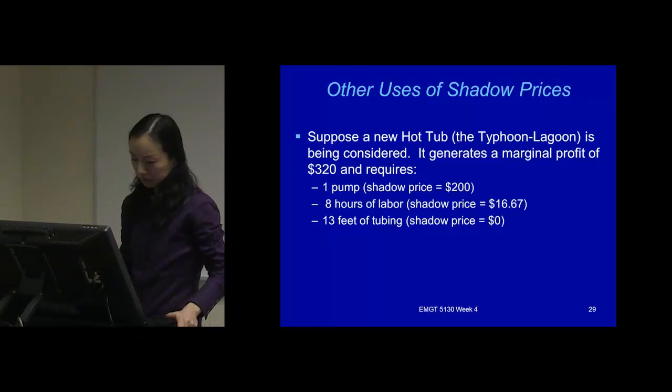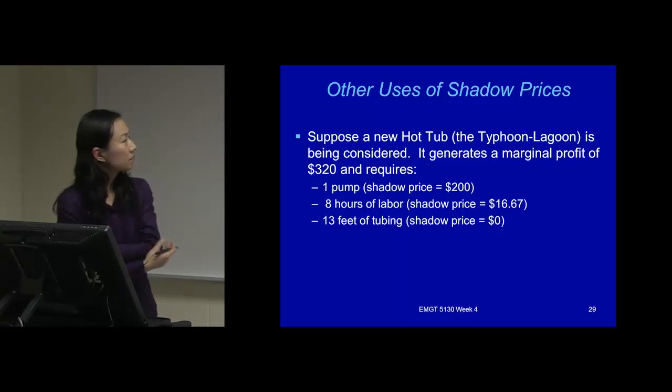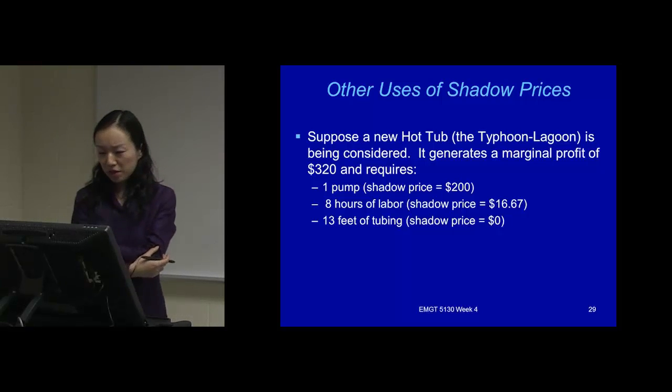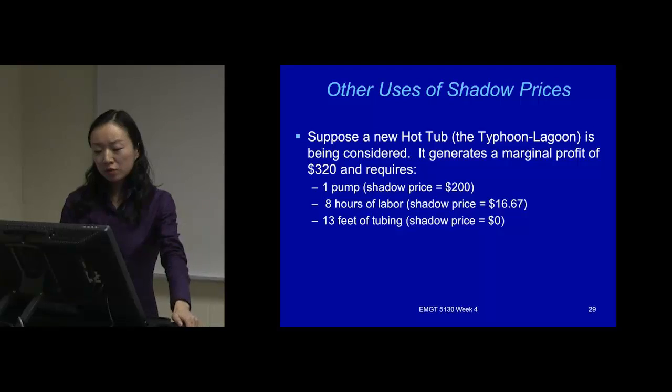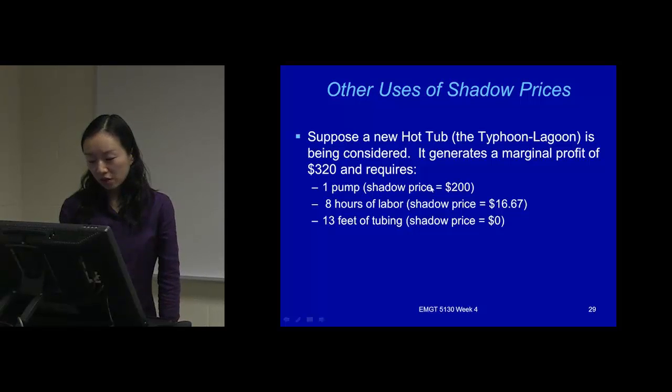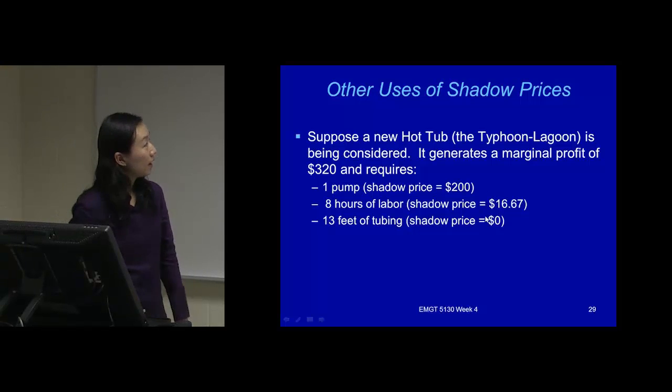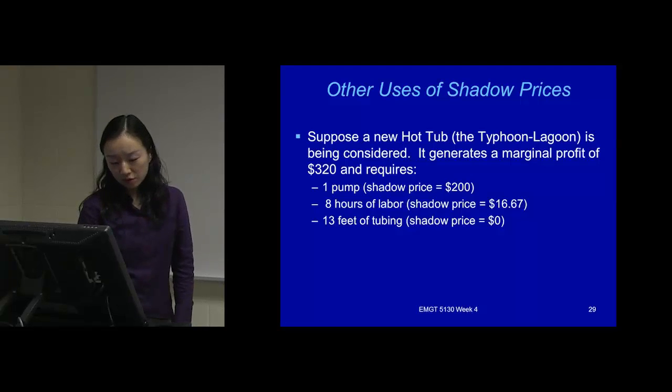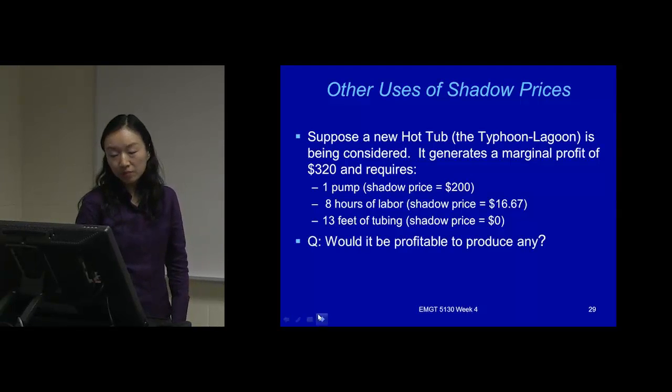And we're going to look at one example here. You may need to write this down. There is a new hot tub, the third type. The Typhoon Lagoon is being considered. It generates a marginal profit of $320. Requires 1 pump, 8 hours of labor, 13 feet of tubing. And the shadow price of each of them is given. And they ask you whether it's profitable to produce any.